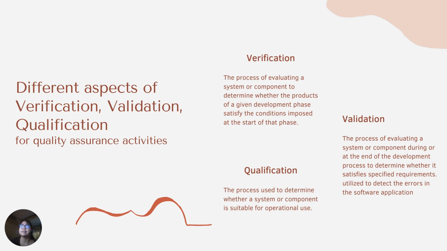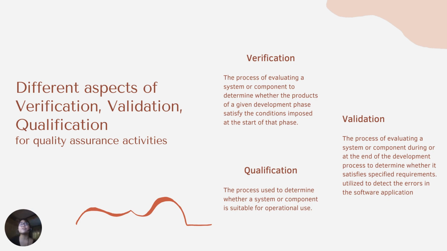Validation, on the other hand, is the process of evaluating a system or component during or at the end of the development process to determine whether it satisfies specified requirements, utilized to detect the errors in that software application. And lastly, we have the qualification. Qualification is the process used to determine whether a system or component is suitable for operational use. So that is for the aspects of verification, validation, qualification for quality assurance activities.